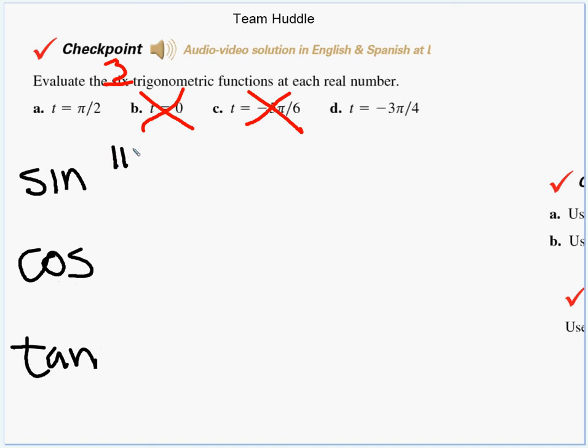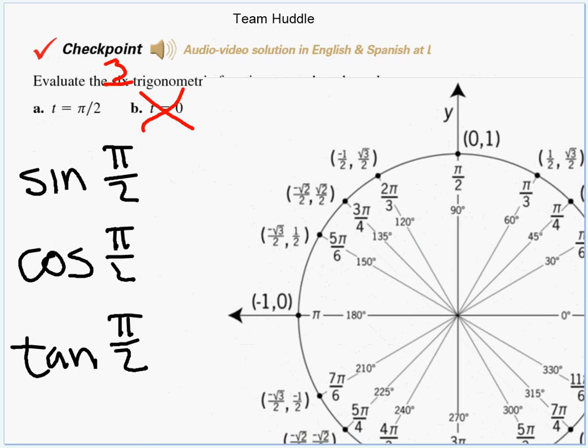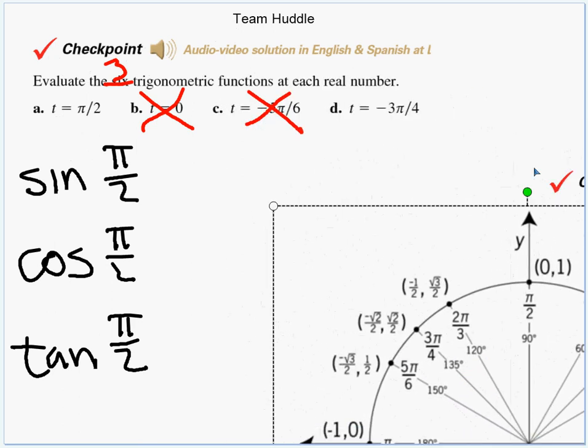So first up, sine, cos, and tan at pi over 2. I should have brought along my unit circle. I got it right here. I'll just bring it along. There we are. And I'll leave it here so we can see the angle that we're dealing with first. Pi over 2 is right here.